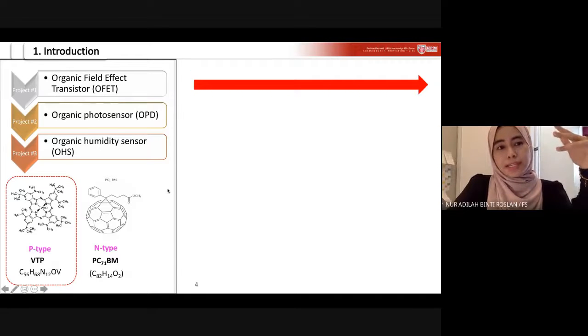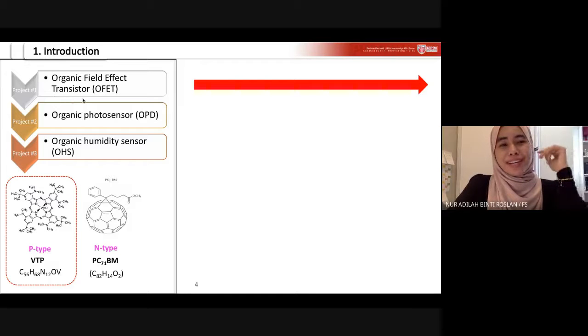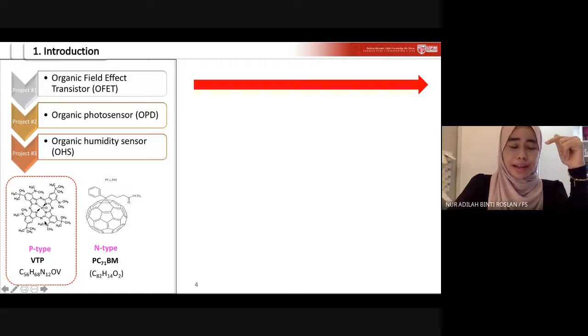This project is divided into three parts. Am I too fast? No, right? Okay, so this project is divided into three parts: transistor, photodetector, and humidity sensor. Basically, this is the main material that I studied.